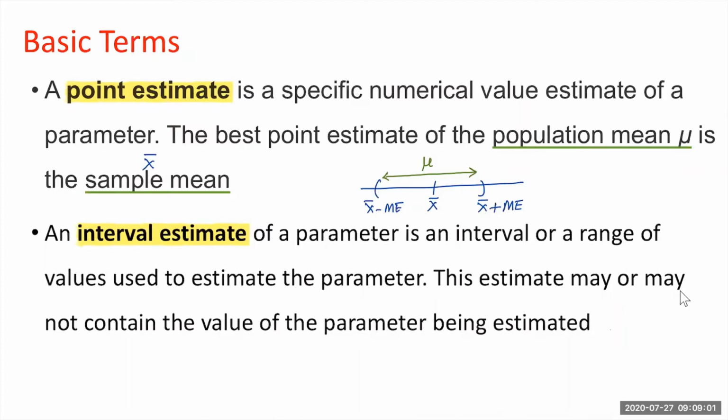This estimate may or may not contain the value of the parameter being estimated. We cannot exactly guarantee whether the actual parameter lies in this one. So later on, we'll express the interval with certain confidence. Like we'll say, I'm 95% confident that the actual value lies here, or I'm 99% confident that the actual value lies here. Or we say that it lies in this region with certain confidence. If we say that, then we say that this interval is the confidence interval. So that is the idea of interval estimate.